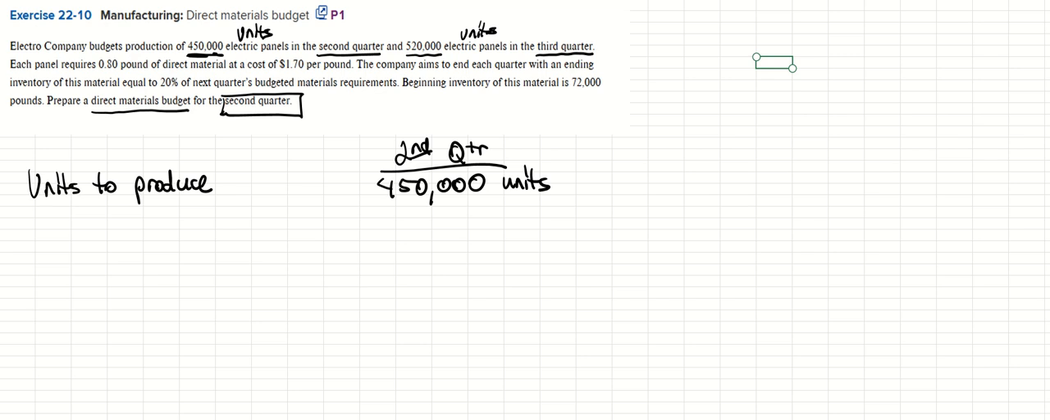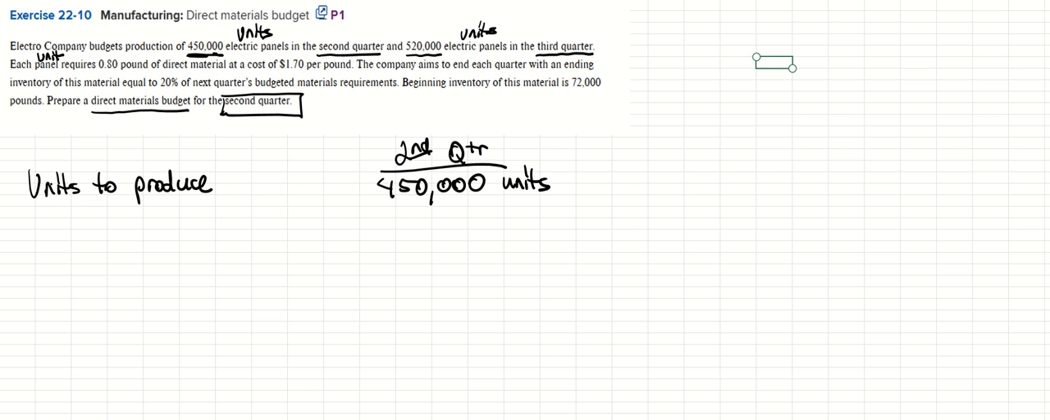Now it says here that each panel, which means each unit, requires 0.80 pound of direct material. So we can stop right there; we don't need to read on. This lets us know that in order to produce 450,000 units, we need to convert those units into pounds in order to figure out how many pounds are needed to produce the number of units.